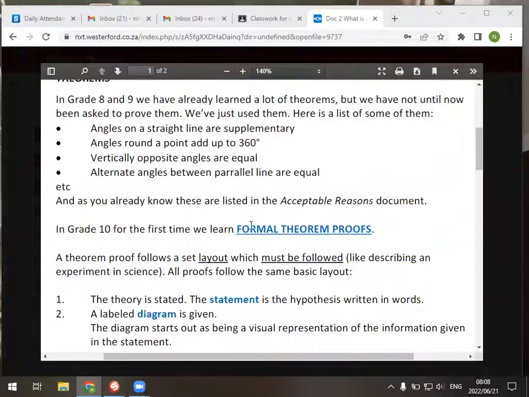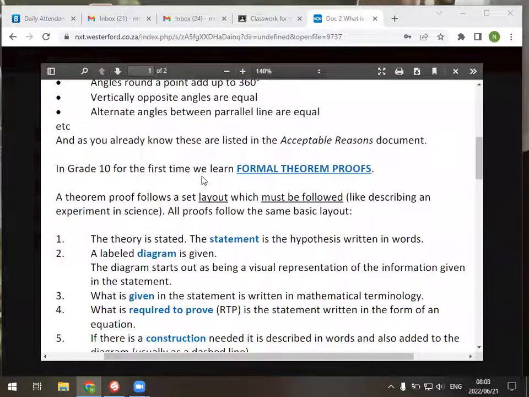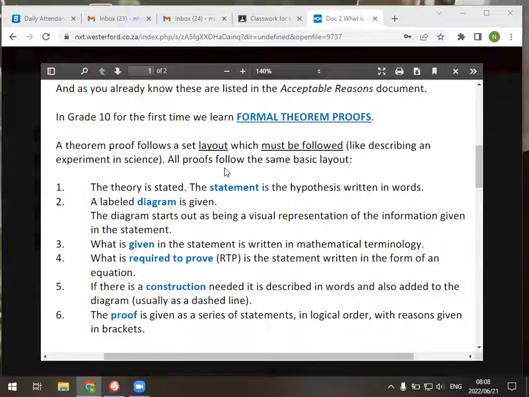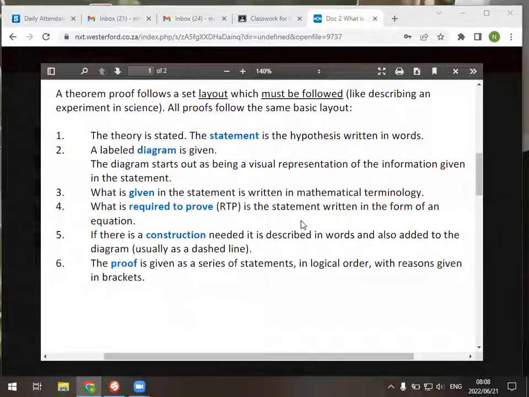Let's carry on. In grade 10, for the first time, we learned formal theorem proofs. A theorem proof follows a set layout which must be followed. So guys, it's properly like book work, right? You're going to have to memorize the theorem. Sometimes you can just kind of figure it out on your own, which you are going to try and do today, but it has to follow a certain layout. So this is what you'll see when we do the proof later on.